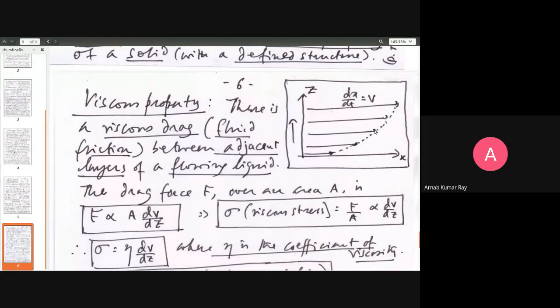And this contest is arising because of an inherent friction property in liquids, although friction is something that we associate with solid materials. I just gave you the example of rubbing two palms against each other. You can take the example of rubbing or striking flint against some hard surface.